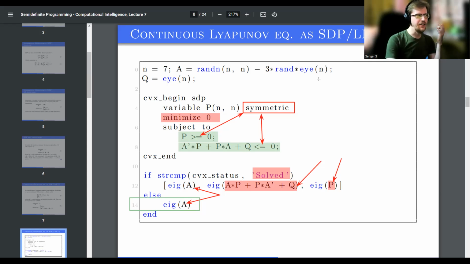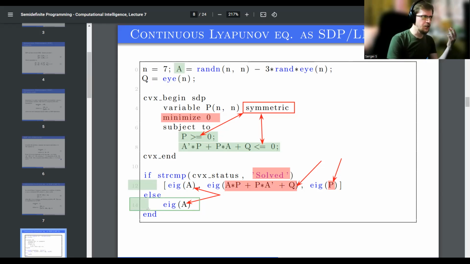Well, the answer is when A is not Hurwitz. If A is Hurwitz, so the eigenvalues of A are strictly negative, then it will go into branch 12. So it will find a solution and place it. If at least one eigenvalue has positive real part, there will be no solution to this equation and it will go to branch 14.